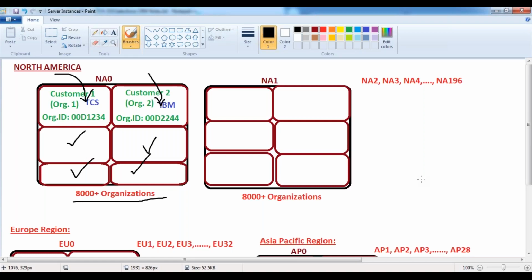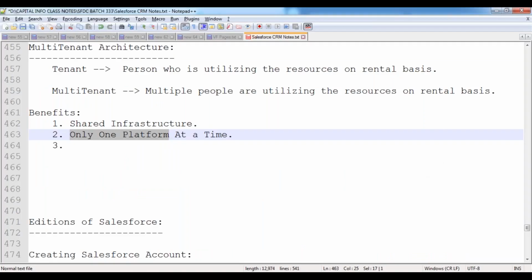Whenever Salesforce gives new releases, it may be winter, spring, or summer, these new release features will be applicable to all the users. He may be utilizing a free account of Salesforce, or a paid account of Salesforce. Everybody will be getting the latest features, so there is no concept of older version and newer version in Salesforce. There is always only one platform at a time.